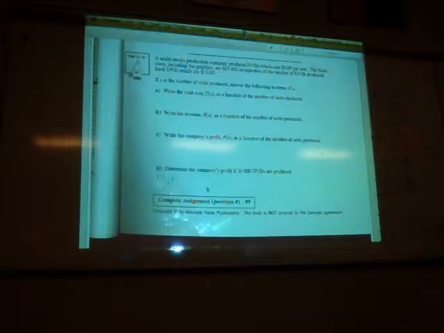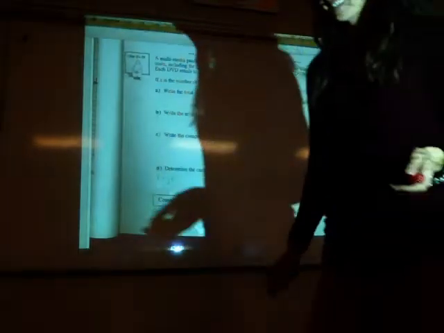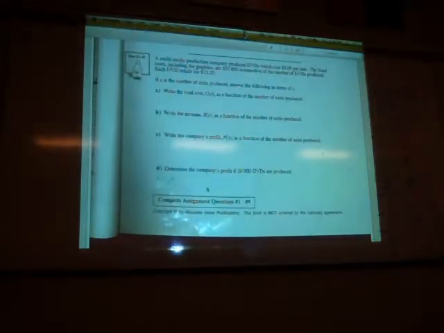A multimedia production company produces DVDs which cost $3 per unit. The fixed costs include graphics are 10,000 irrespective of the number of DVDs produced. Each DVD retails for $15. If X is the number of units produced, answer the following in terms of X. Write the total cost, C, of X as a function of the number of units produced.